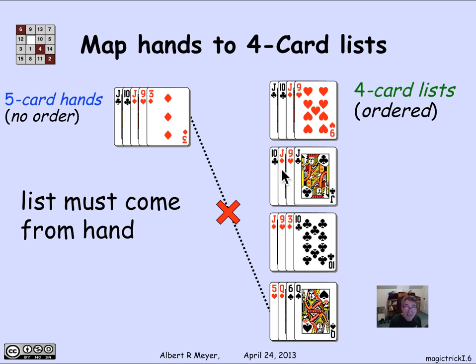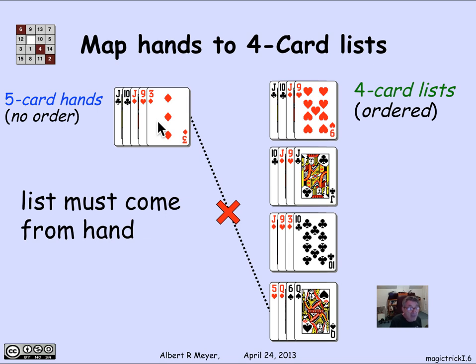Likewise, 10, Jack, 9, Jack of Diamonds, Jack of Clubs is another possible sequence of four cards that could be selected from this hand. Now, some four card sequences are not allowed. There's no way to reveal a sequence of four cards where some of the cards aren't in the hand. So we have a constraint that, of course, the assistant is choosing four of the five cards in the hand and making them a list.